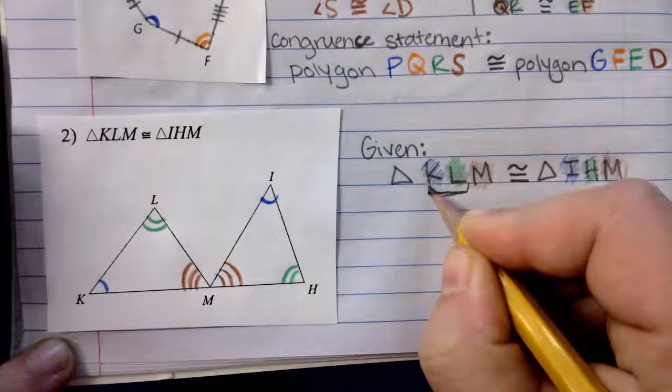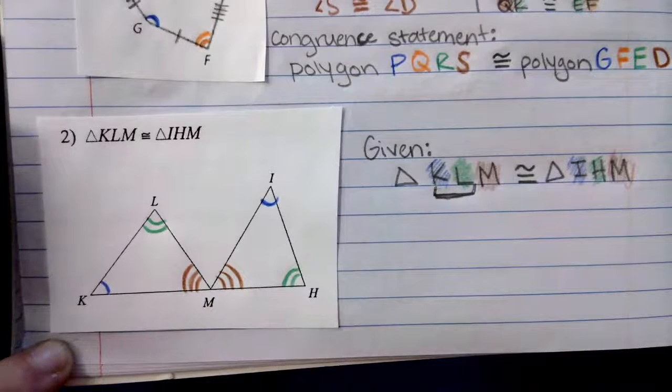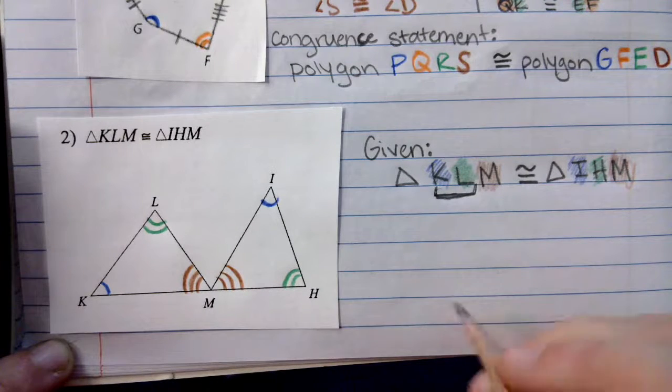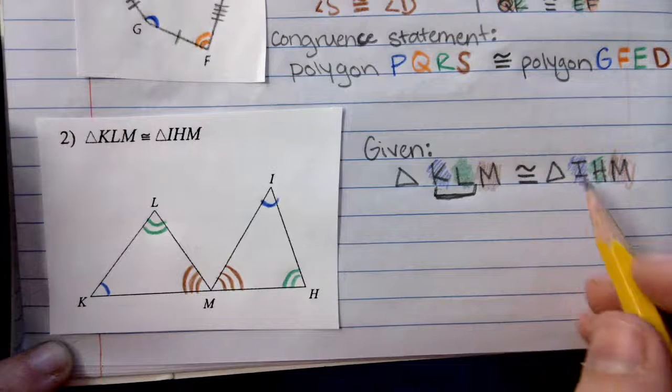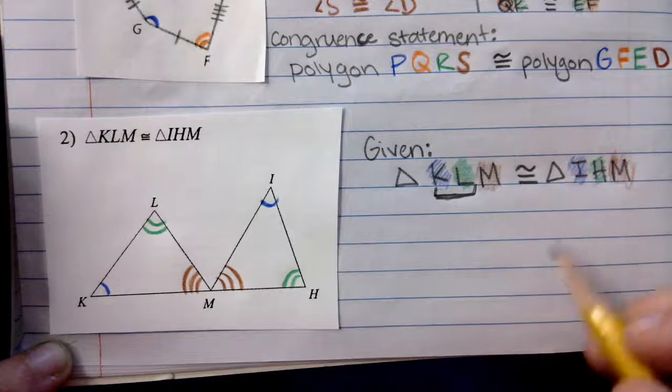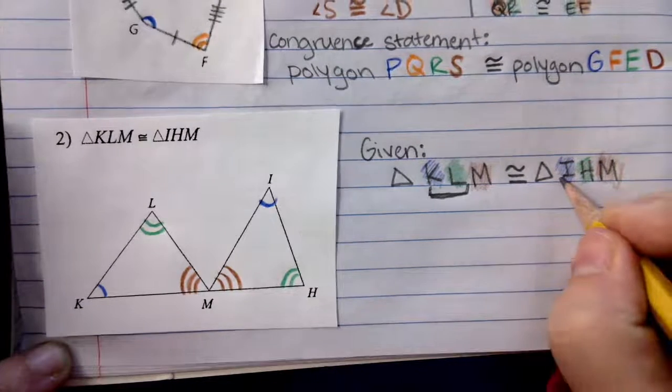KL with a tick mark. I could do 2 tick marks, 3 tick marks, whatever. Whatever I do for KL, I need to do for IH. And I'm just going to do 1 tick mark because it's just easier to think about it as 1, 2, 3.